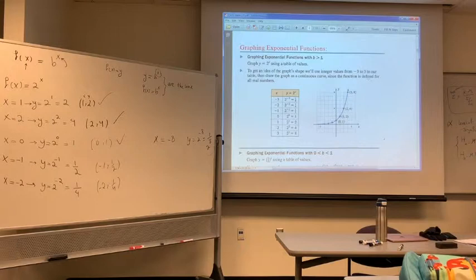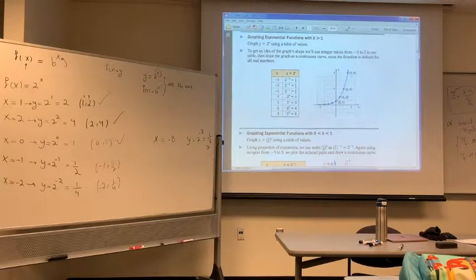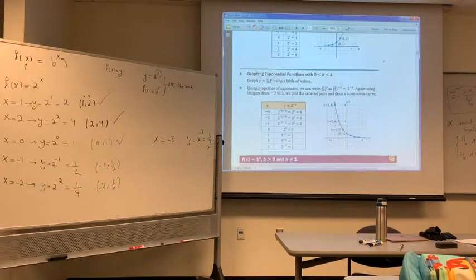But if the base is greater than 1, you will always have this form. Base is 2 now. 2 is obviously greater than 1. Now if the base is some number between 0 and 1.